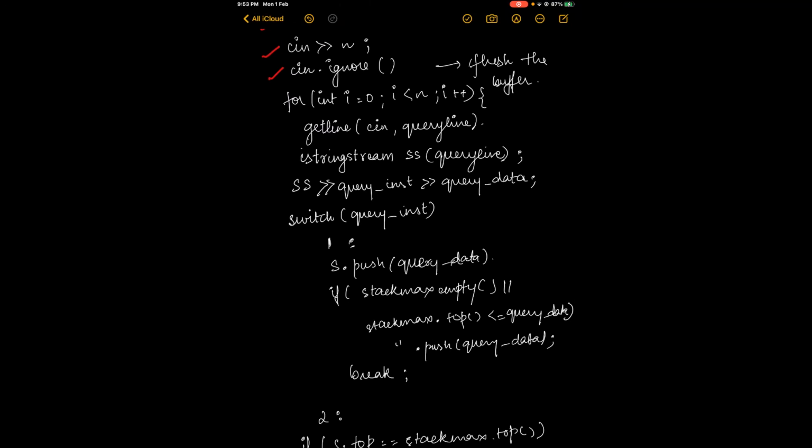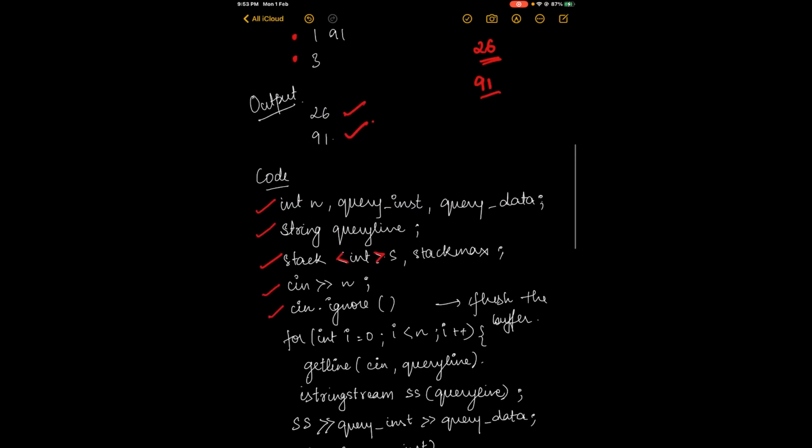Now we have our for loop. For int i equal to 0, i less than n, and i plus plus. So this means that this has to run till the end of the number of queries that we have. So first is getline, cin comma query line. Now this here means that we could have used simply cin, but then it would not take white spaces into consideration.